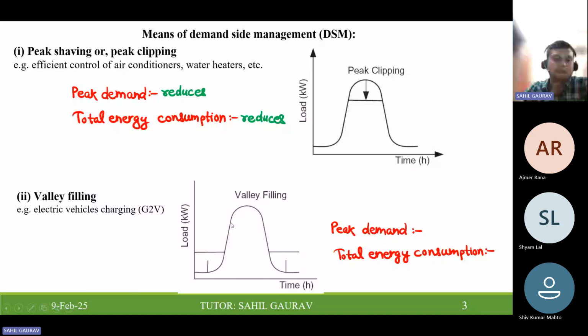One good example is electric vehicle charging. Instead of charging the EV during peak hours, you do the EV charging at off peak hours. So you can increase the demand during off peak hours, which is valley filling. Here, how does it affect the peak demand and total energy consumption? If you see this load curve, the peak demand remains the same.